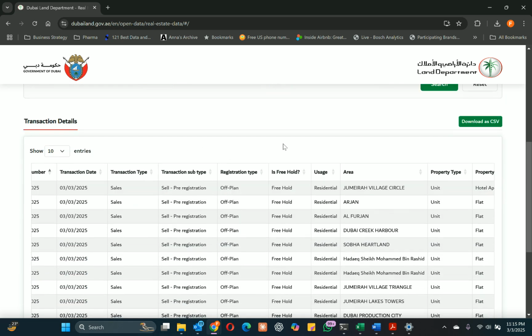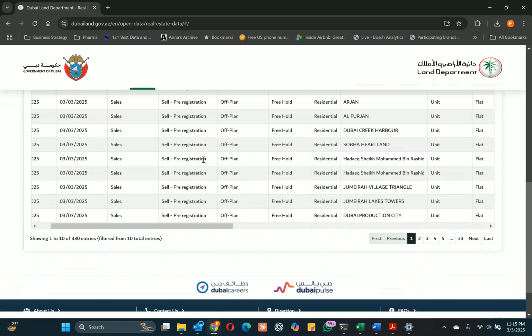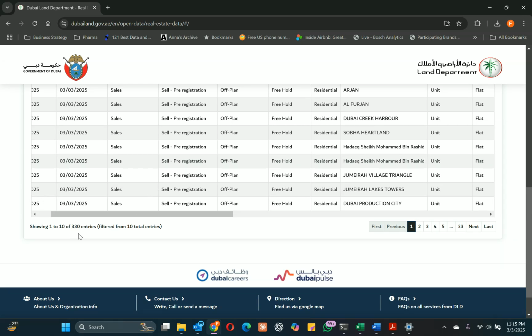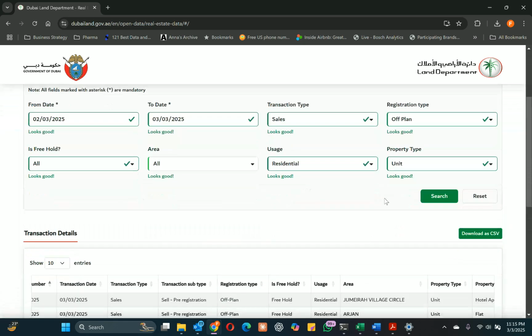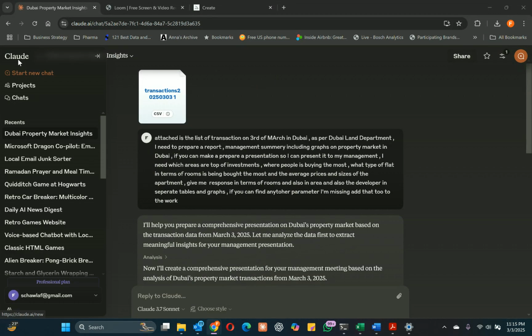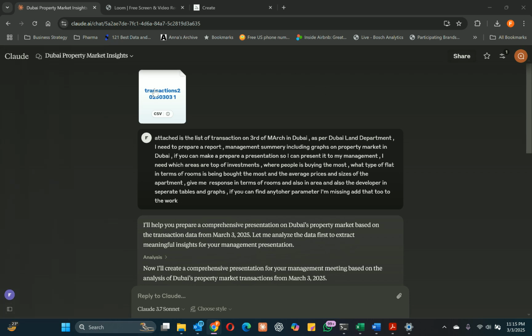I took all the transactions for the day, just 330, downloaded them as a CSV file, and then opened it up on Claude.com. I have a professional plan, but you can use any other plan, it works. So I uploaded the file and wanted to see what the transactions are, what number of bedrooms are being sold, what kind of flats are being sold. I'm limited to the flats, not the villas. Which areas are the highest sales in, what prices are going on, which developer is hot, which developer is slow. So I just put everything.